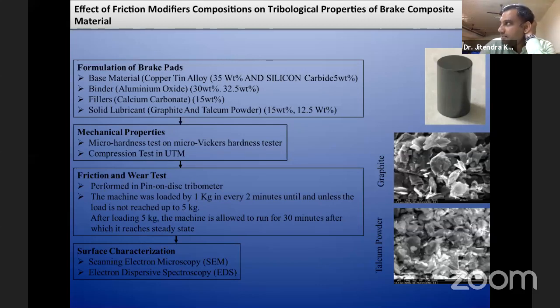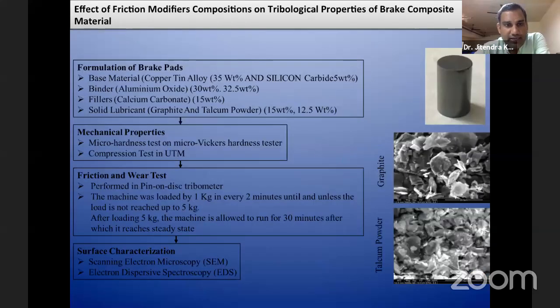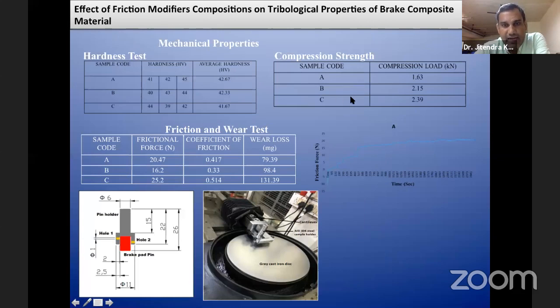We checked which type of test is good for a brake. So there are several tests. After the test, we characterize it. You can see here this is the pin on disc setup. I made a stainless steel holder to hold our sample brake pad pin, and we ran it for 1 hour, and you can see the stability of the friction is very good in each sample. Hardness wise, it does not vary much in all three samples. So these are the sample lubricants.